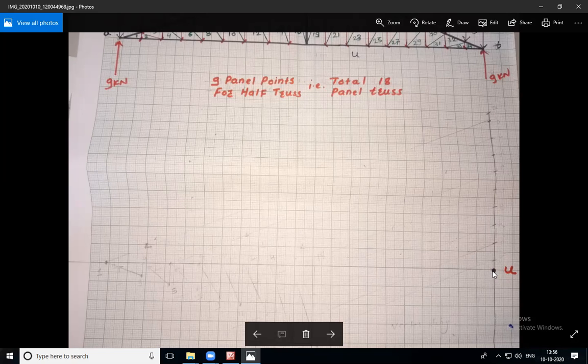After location of U, we are going to start from U and move in clockwise direction, isn't it? If you move clockwise, U to A, there is a 9 kilonewton load in vertical direction. Vertically upward. See here, U to A, 9 kilonewton reaction is present. It is vertically upward, isn't it? So what is our scale? 1 kilonewton is equal to 1 centimeter. If a 9 kilonewton load is present, we have to move 9 centimeter upward. Why upward? Because the 9 kilonewton load is acting in upward direction.